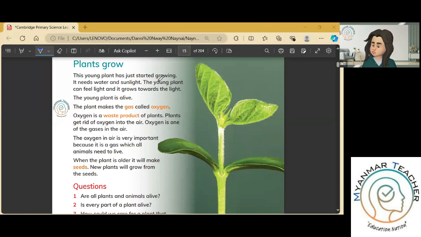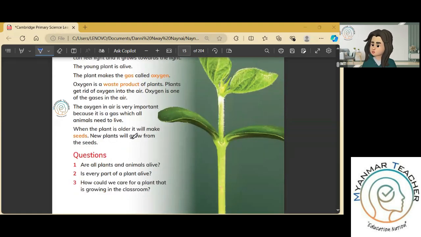This young plant has just started growing. It needs water and sunlight. The young plant can feel the light and it grows towards the light. The young plant is alive. The plant makes a gas called oxygen. Oxygen is a waste product of plants. Plants get rid of the oxygen into the air. Oxygen is one of the gases in the air. The oxygen in the air is very important because it is a gas which all animals need to live. When the plant is older, it will make seeds. The new plants will grow from the seed.